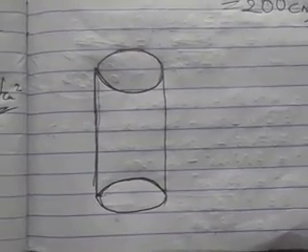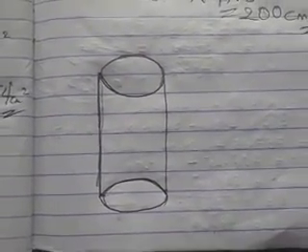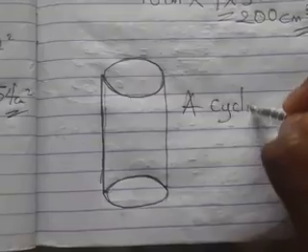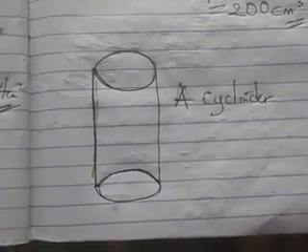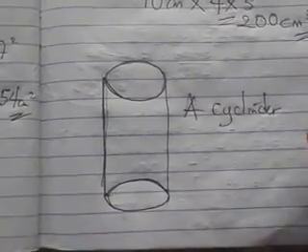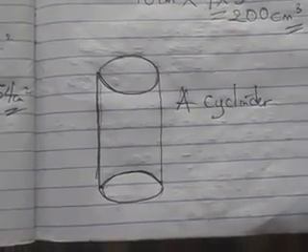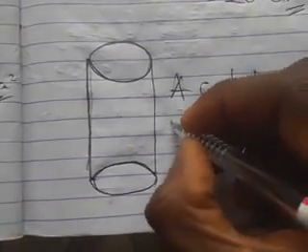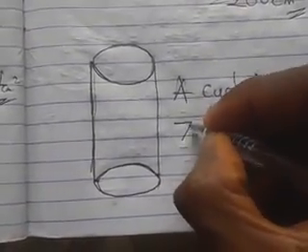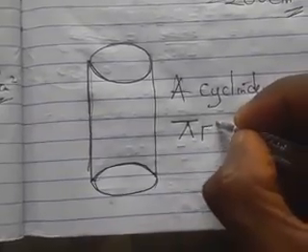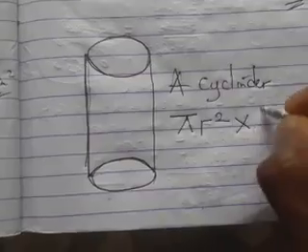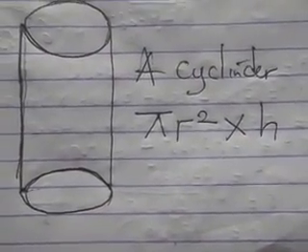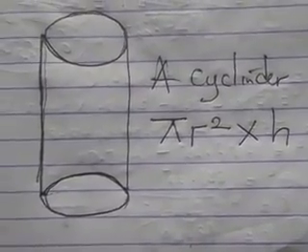A three-dimensional shape I want us to look at is called a cylinder. So now, if you're asked to find the volume, you know now with three-dimensional shapes, you don't use area. The volume of a cylinder, you just say, is pi r square times h. Pi r square times h.